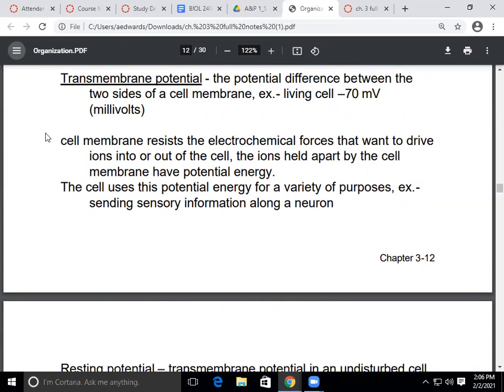So the cell membrane has these electrical and chemical forces that want to move ions in and out of your cell, and your membrane kind of resists that, okay? These ions are essentially held apart by the cell, because remember there's a difference in charge on either side. They'd like to connect, but they can't because of the membrane. That creates potential energy, and the cell is going to use that potential energy for different purposes. An example of that is sending information in a nerve or a neuron. When we talk about action potentials, we'll bring this up again.